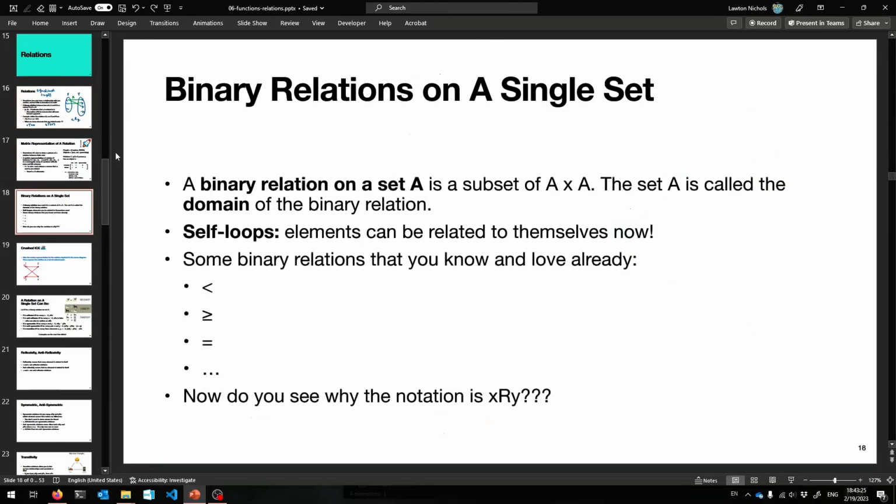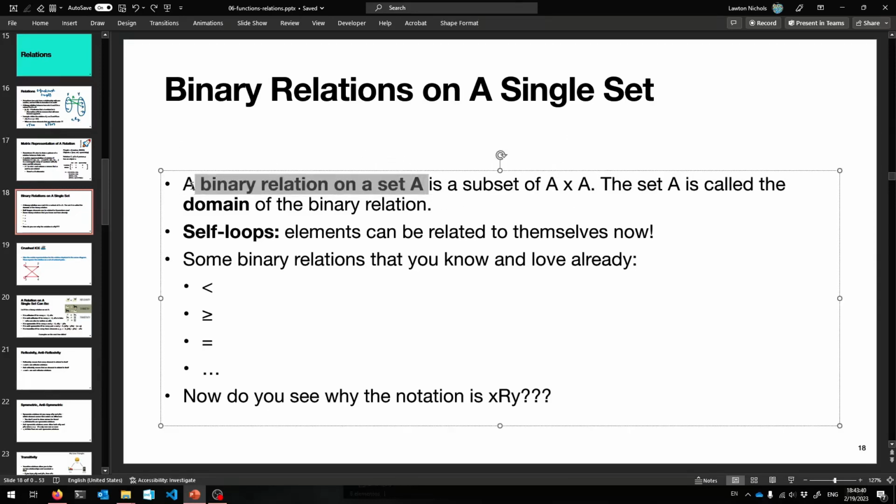You can also have binary relations on a single set. So you can have a relation that is a subset of A cross A. And what does that mean? You're relating elements of A with other elements of A. That's called a binary relation on a single set. A binary relation on a set A is a subset of A cross A.